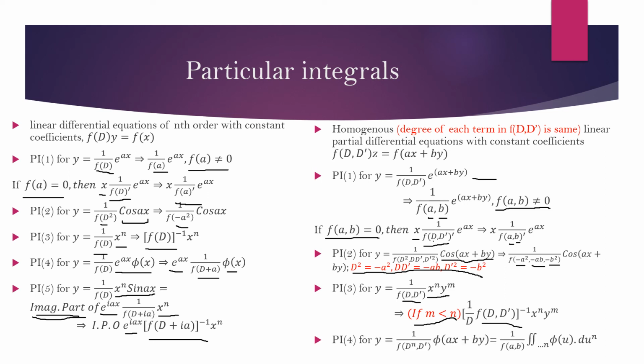For the PI of phi(ax plus by), all the terms which are in terms of ax plus by, we will replace ax plus by with u in the function and integrate according to the maximum power of D. I have written just n. Suppose it is in terms of D square, then we have to integrate twice. If it is D cube, then we have to integrate 3 times with respect to u for phi(x).